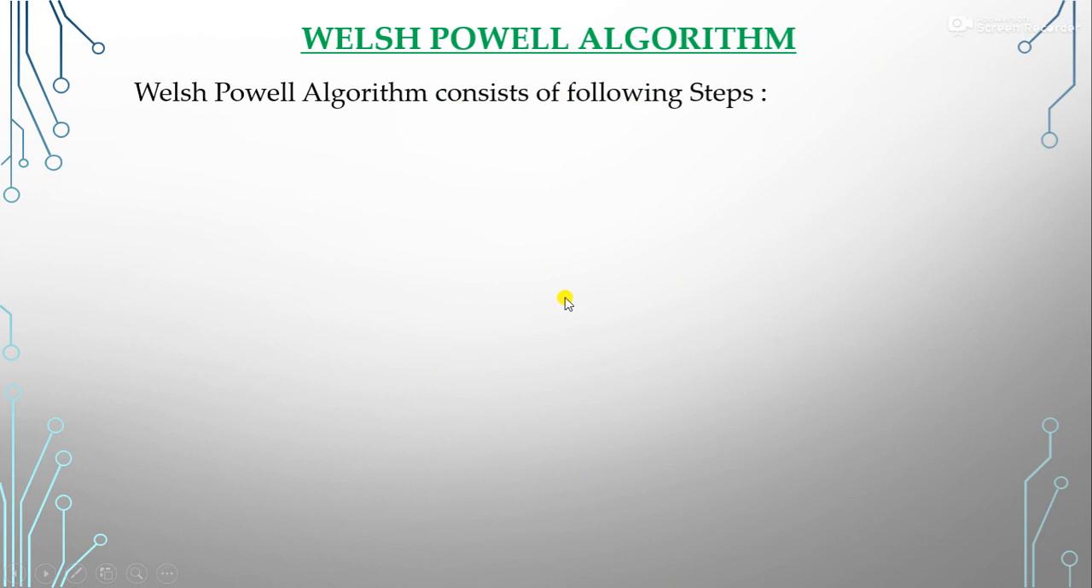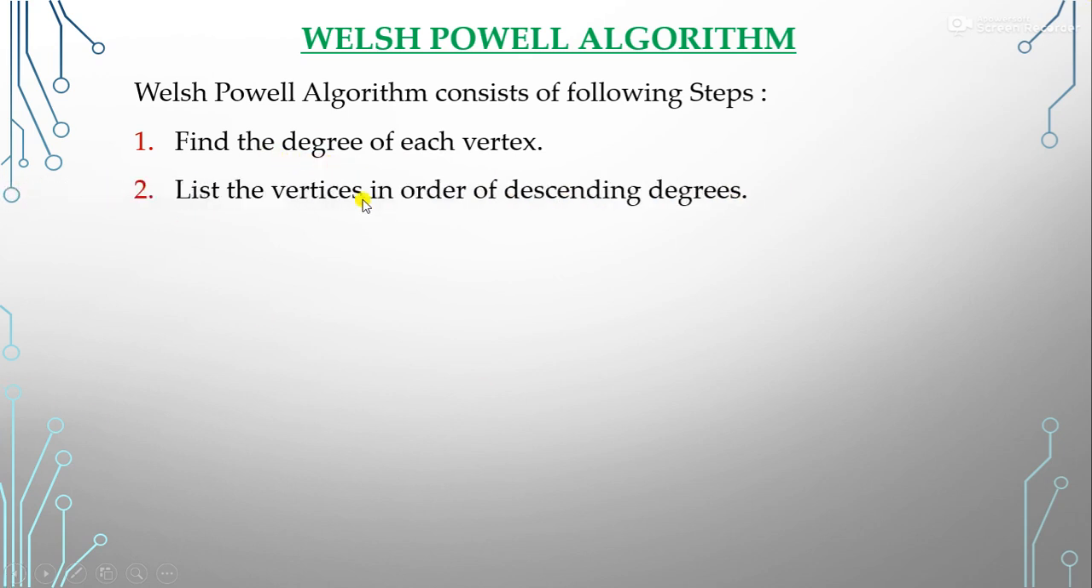So now, what are the steps in the Welsh-Powell algorithm? First, find the degree of each vertex. You have a graph, so first of all you have to find the degree of each vertex. Second, list the vertices in order of descending degree. So you have to arrange your vertices by degree in descending order.